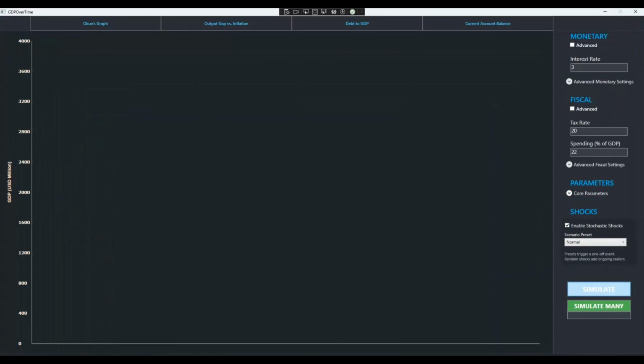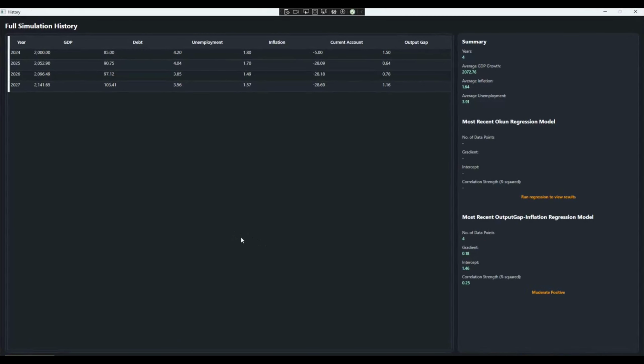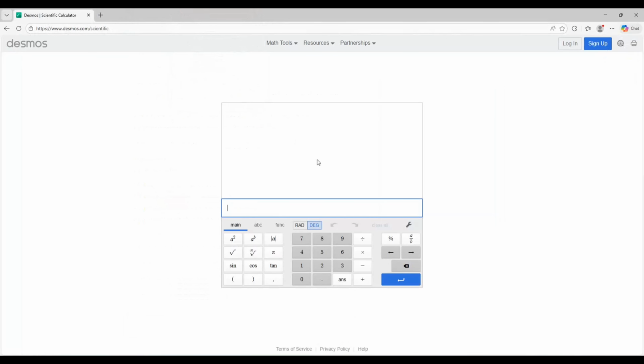To test it simply, we will simulate just 3 years of GDP, go to the analysis tab, and you can see these years here. So it's calculating an average GDP growth of 2072.76 using these values here. Now to test this out.